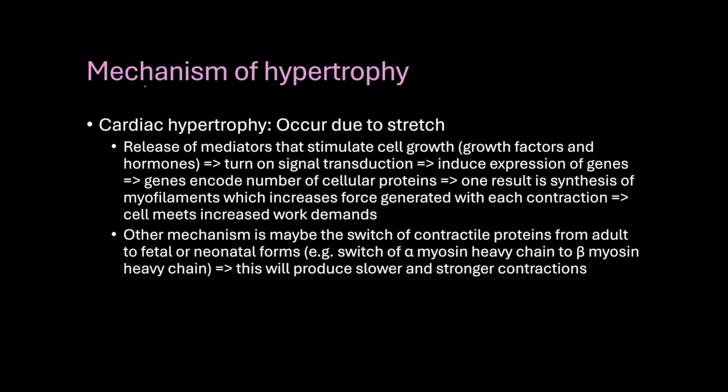Now, the mechanism by which hypertrophy occurs, for example, in the cardiac muscle in the heart: hypertrophy occurs when there is stretch in the cardiac muscle. That means it occurs when the heart muscle is stretching due to increased blood inside it. The mechanism by which this occurs is by release of mediators that stimulate cell growth, and those mediators include growth factors and hormones.